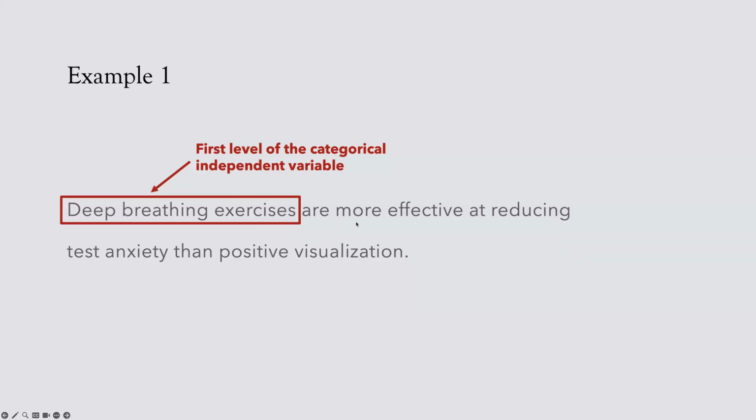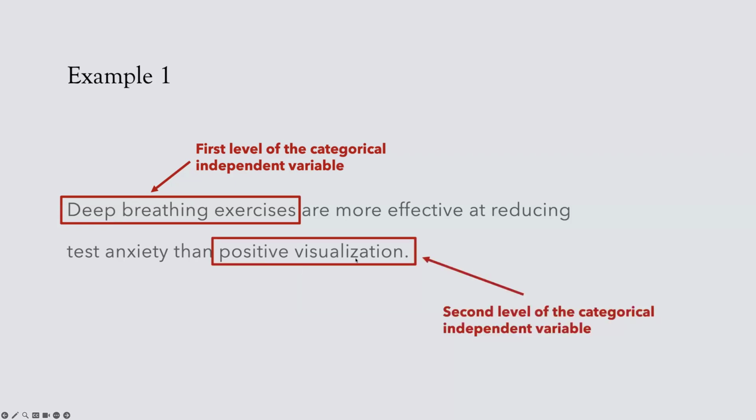This deep breathing exercise is the first level of that categorical variable. And this is phrased to sound like a causal relationship, and so this would be our independent variable. We think that it's going to have an effect on reducing test anxiety. So we're looking at deep breathing exercises versus positive visualization, and that's our second level of the categorical independent variable. We're looking to see, do those two levels affect test anxiety differently? So is there a difference between them? So in this example, we have a D relationship, a difference between groups.